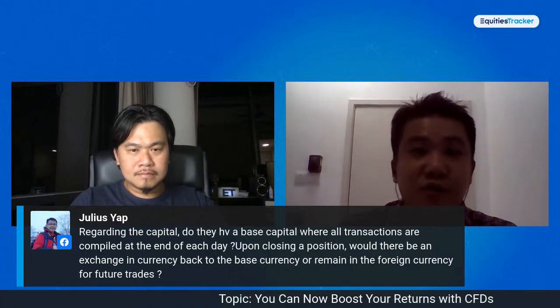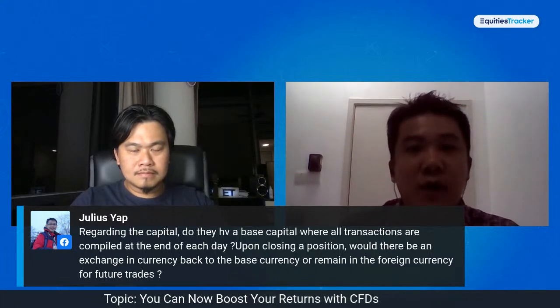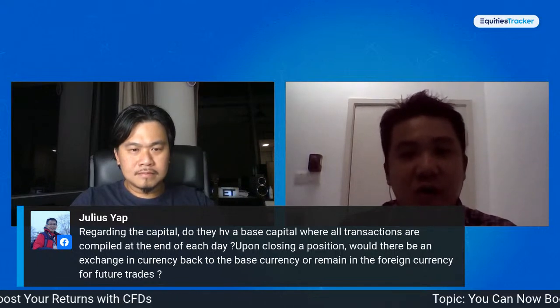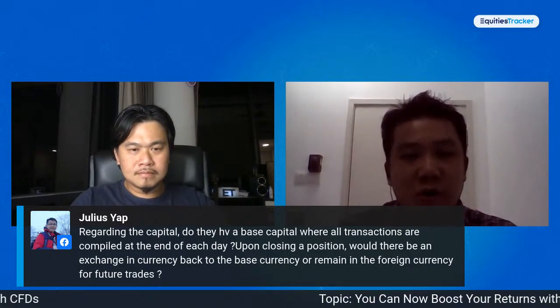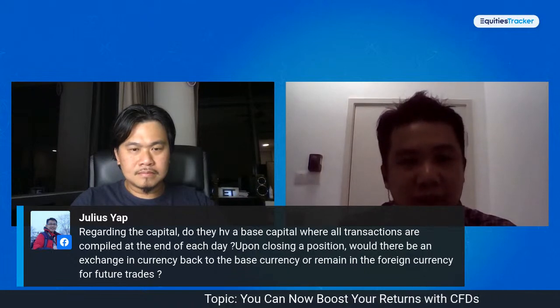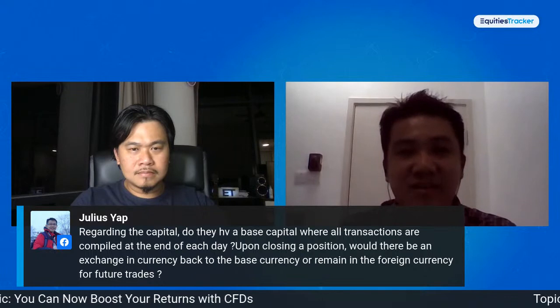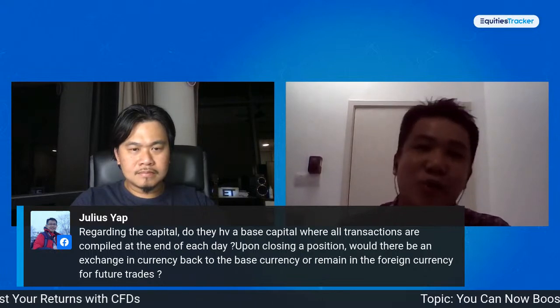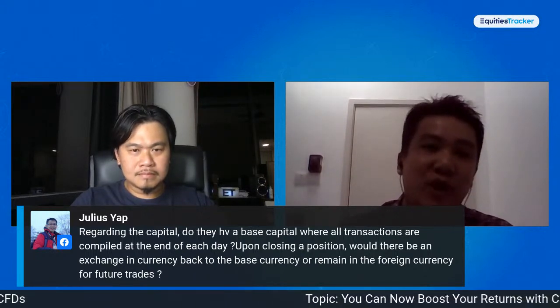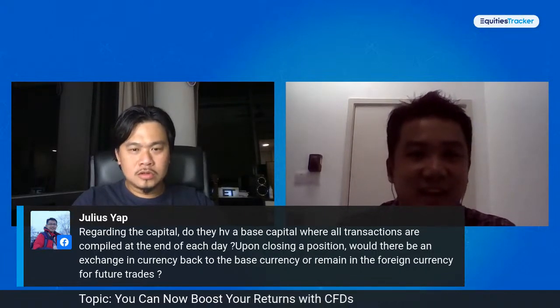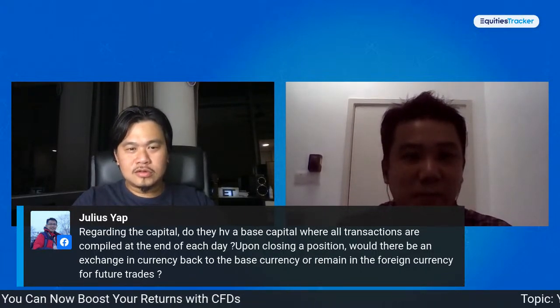What I mean by original currency is, if I trade US shares, the currency will be in USD. If I trade Hong Kong shares, it will be in Hong Kong dollars. They will not be automatically changed to the base currency. I assume your base currency is Ringgit Malaysia. It won't be automatic. You need to instruct us to do the conversion for you.